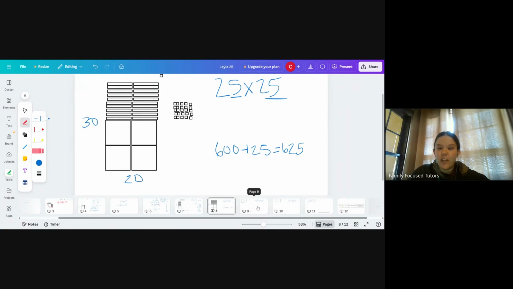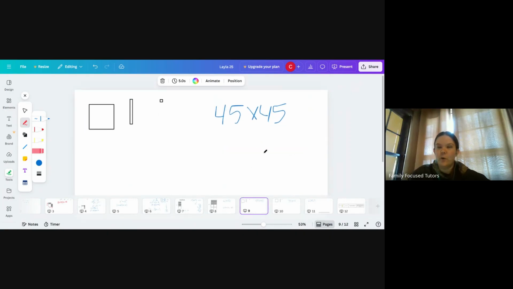So we're going to do this without the visualization. Okay, so we're going to do 45 times 45. What we're going to do is we always have to deal with our ones place. So 5 times 5 is 25. So we're going to have that 25. And then we're going to change this. We're going to make it 40 times 50. So our base number is 40, and then we're going to do it times 10 more, so times 50.